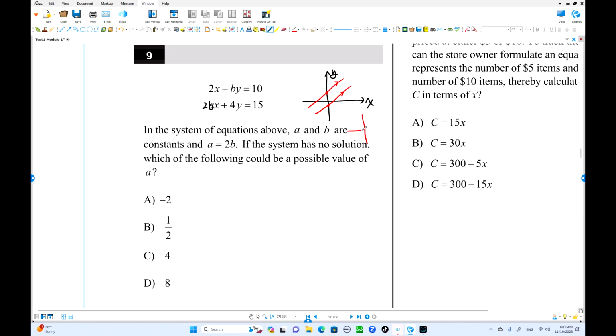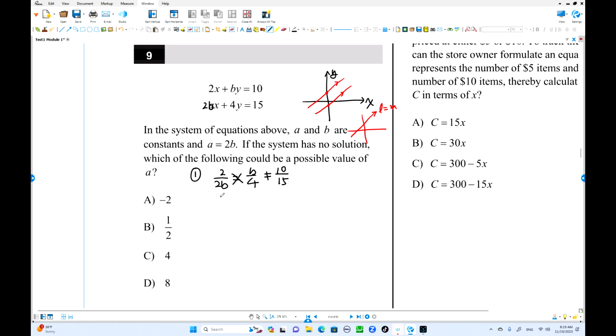Same intercept, the lines overlap. How many solutions are there? Infinite solutions. So many. Okay? All right, so over here, maybe you can use the formula, okay? The ratio of each coefficient, 2 over 2b equals b over 4, means what? They're parallel. But not equal to 10 over 15 means different y-intercepts. You can use this formula, okay?